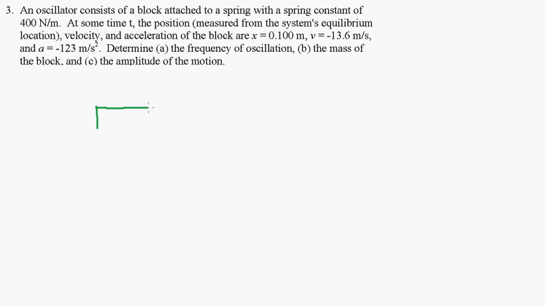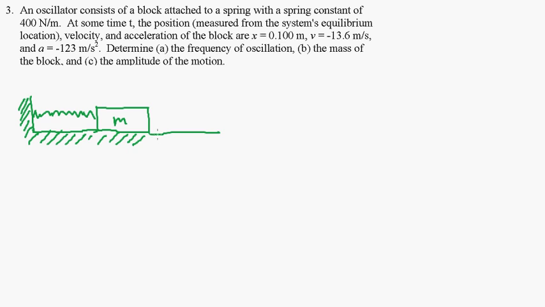And so let me draw my little block here. It's got a mass, which we don't know. It's got a spring constant, which we do know. And we'll just say it slides along a horizontal-ish surface. Something like that. And right now, we're going to say this is the positive x direction.